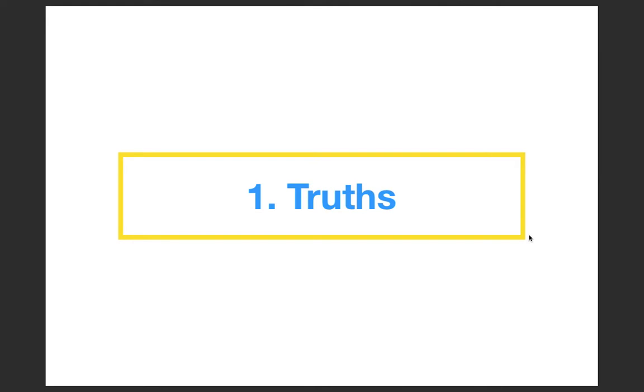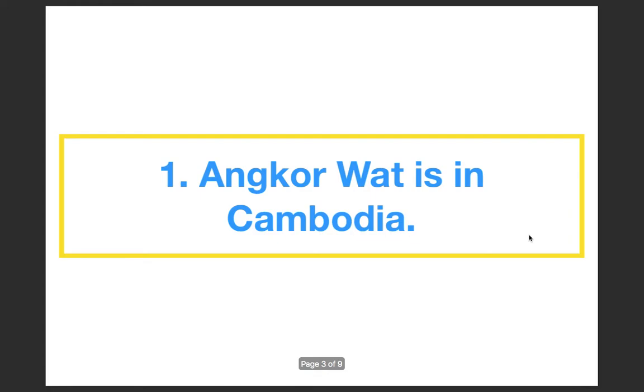When we talk about something that is true, we use present simple tense. For example, Uncle Wat is in Cambodia. I can give you more examples. For example, the grass is green, the sky is blue, a motorbike has two wheels, the earth is round, and so on.